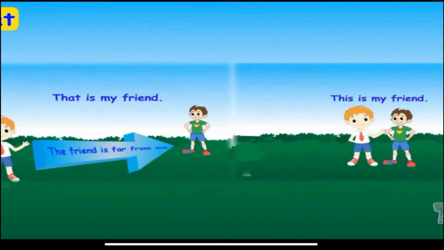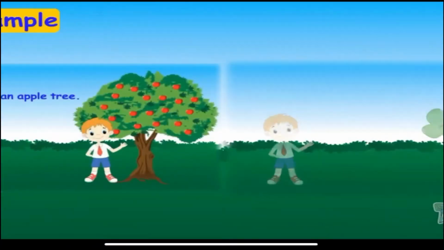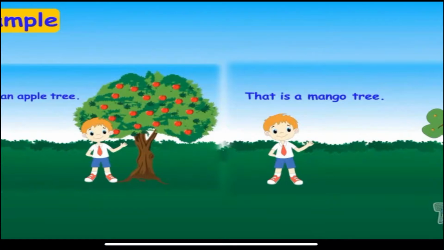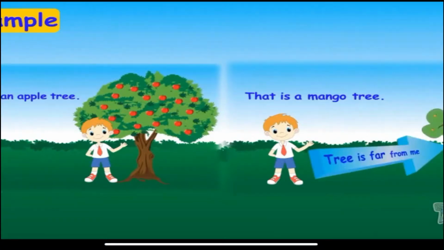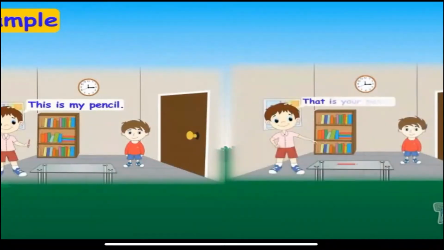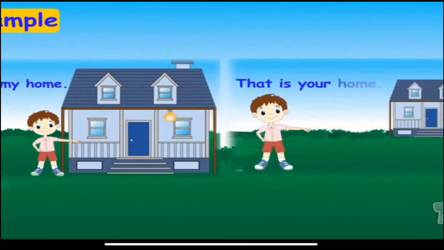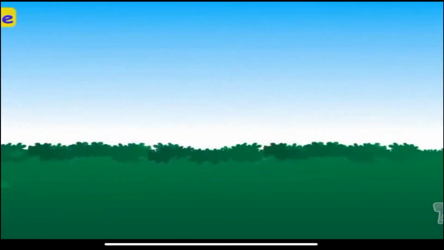Let's have some more examples. This is an apple tree. That is a mango tree. So we use this for the nearer tree. And we use that for the farther tree. This is my pencil. That is your pencil. We use this for a nearer pencil. And that for a farther pencil. This is my home. And that is your home, where we use these.